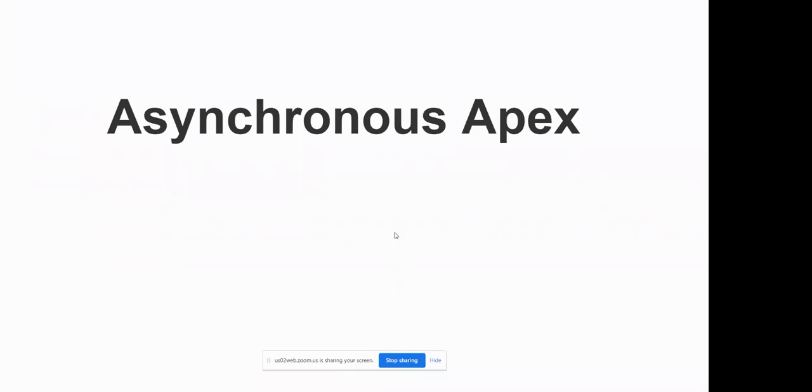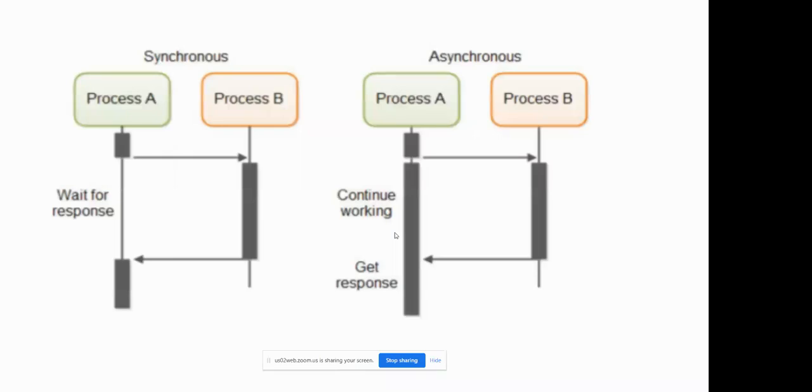So, asynchronous Apex. I didn't prepare a good slide, but the concept is the important thing. So let's move to the topic. Before we look into asynchronous Apex, first we have to understand what is synchronous and what is asynchronous, right? What is the difference between these two processes? If you understand the concept of these two, you can work on code in a programming language.